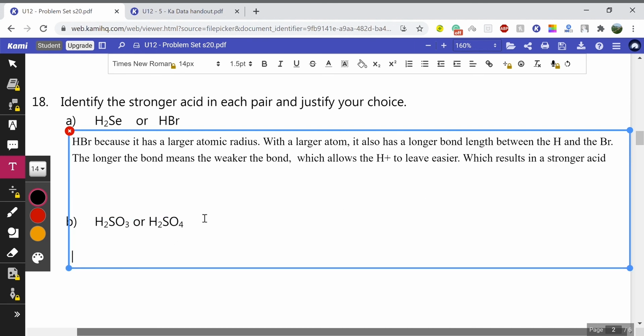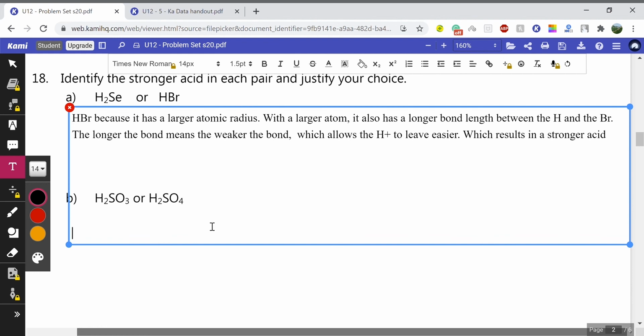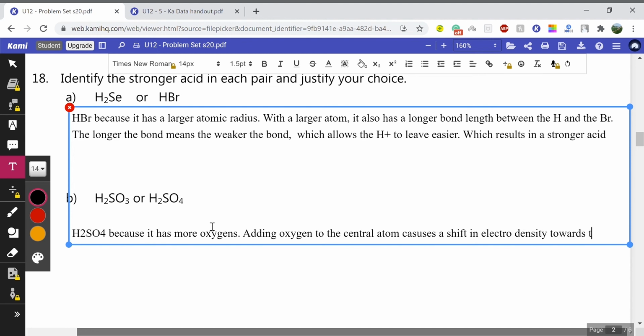Now, the second one, H2SO3 or H2SO4. This is easy. It's H2SO4 because it has more oxygens. Adding oxygen to the central atom causes a shift in electron density towards the central atom.